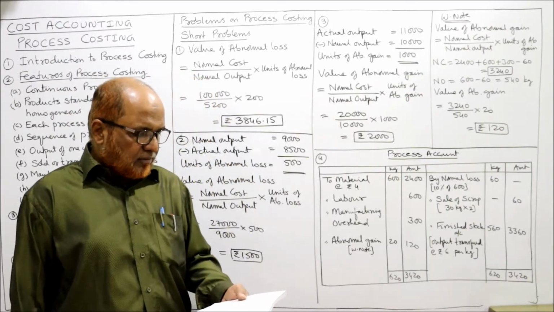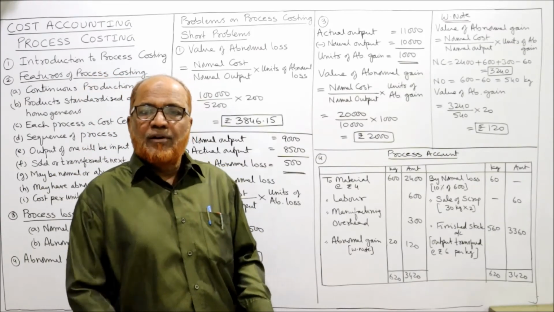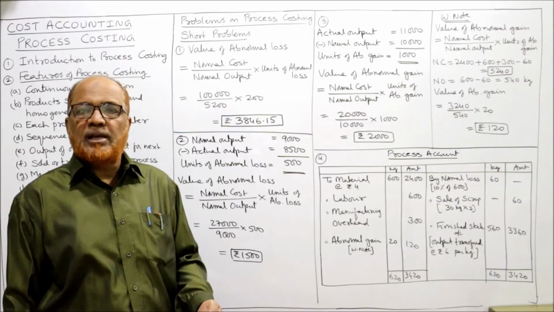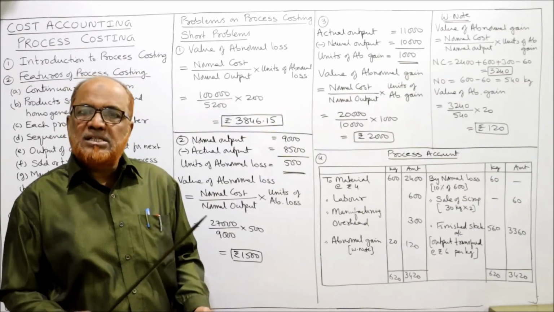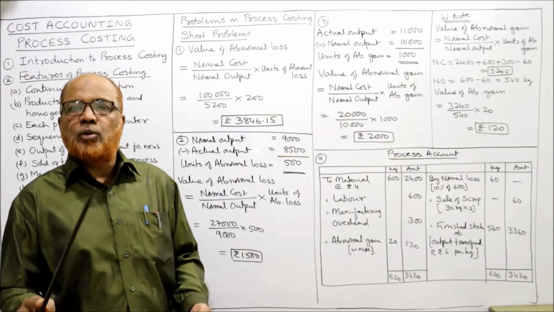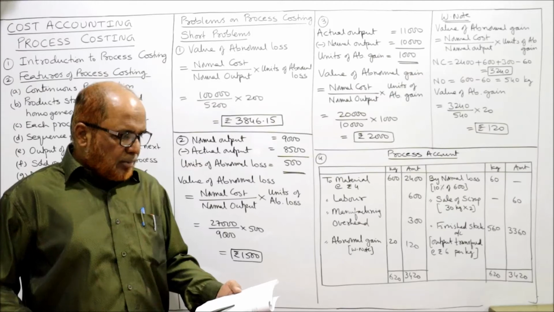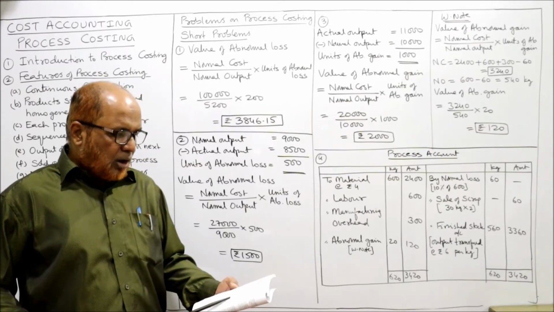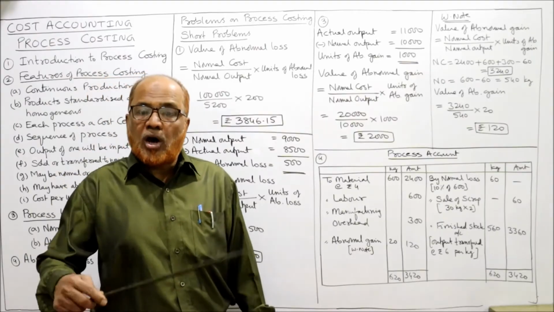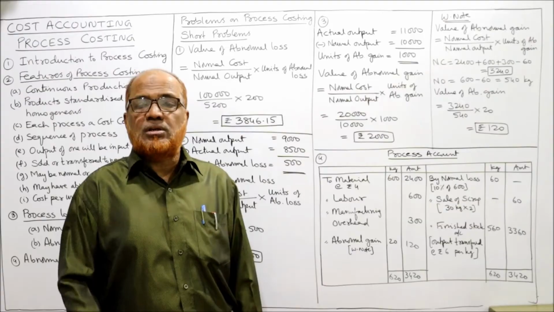Now third one. From the following figures compute the value of abnormal gain. First 2 problems we have calculated abnormal loss. Now third problem, abnormal gain. The formula will remain same. Value of abnormal gain is equal to normal cost by normal output into units of abnormal gain. So what is given? Normal loss 100 units, normal output 10,000 units, actual output 11,000 units.